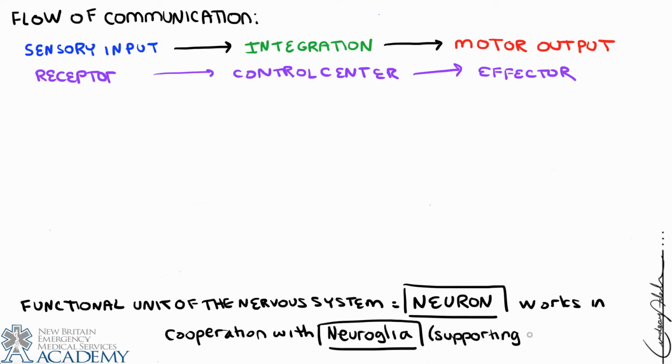So there are a bunch of different types of neuroglia. And we consider these cells the supporting cells, or we can also call them glial cells, or the glue that holds the nervous system together.